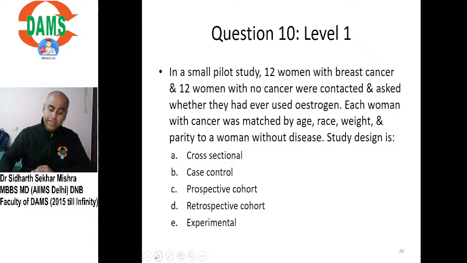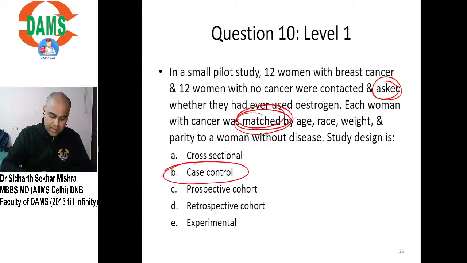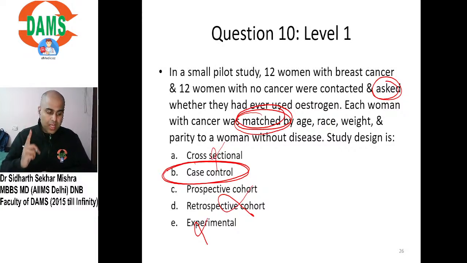Yes. Now, the keywords over here: asked and matched. This makes this a case control study. It cannot be a cohort at all. There is no intervention, so it is not experimental. There is a comparison group, so it can't be cross sectional. I hope I'm clear with this. So two important words: asked and matched.